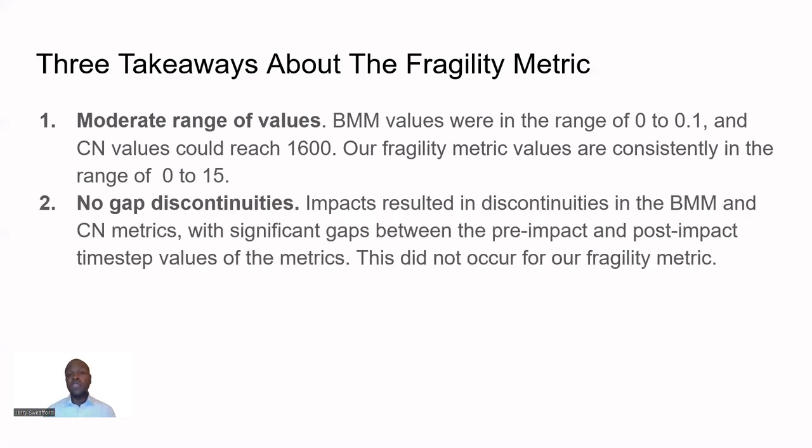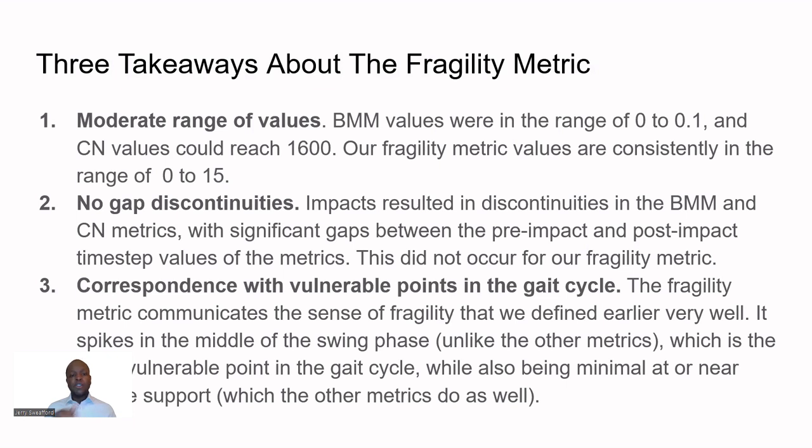The second thing is that the fragility metric doesn't have those gap discontinuities that we saw with the BMM values and the CN values. And so pre-impact to post-impact, there is this huge, huge gap. It's a significant gap. And that's not something you want if you're trying to use these for some type of feedback controller. You don't want to have these huge gaps every time a step is taken. You want something that's more continuous. And we see that with the fragility metric.